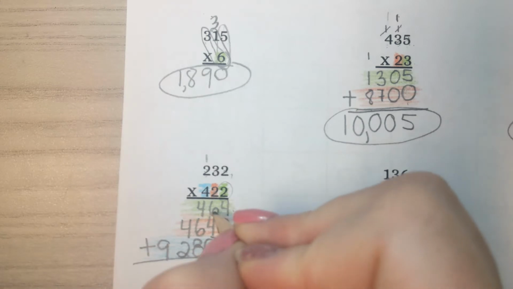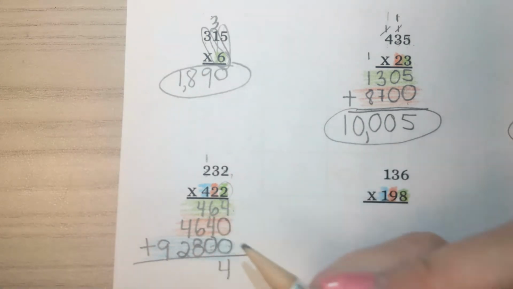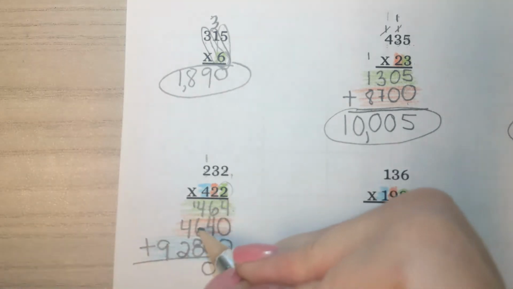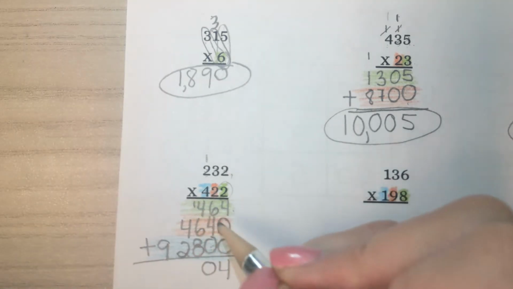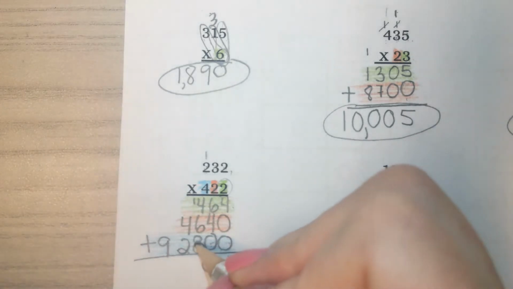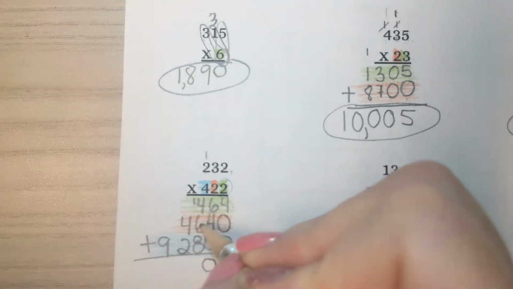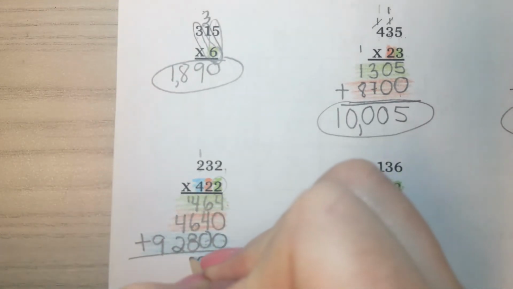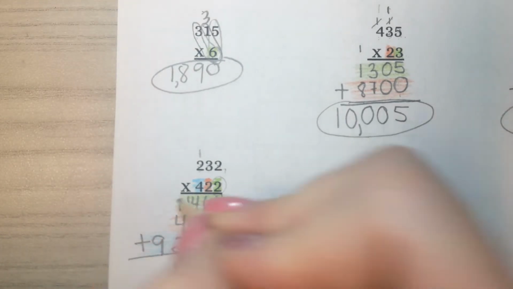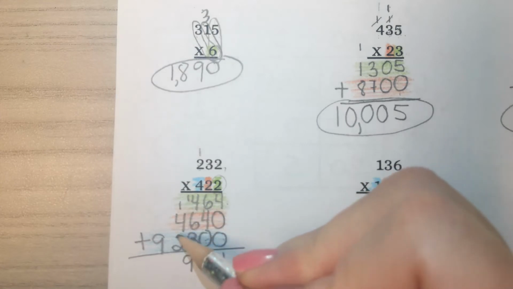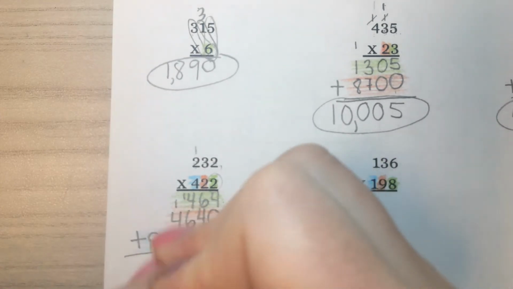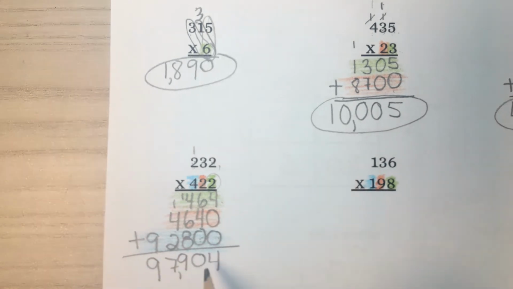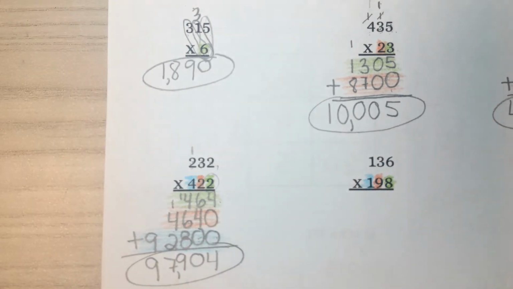So that would be 4. 6 plus 4 is 10. Have to carry that 1. 6 plus 8 plus 4 plus 1. Oh boy, hold on. That is 8, 9, 10, 11, 12, 13, 14, 15, 16, 17, 18, 19. So then I'm going to put my 9 down and carry my 1. 4, 5, 6, 7, 7, and then 9. So our answer is 97,904.